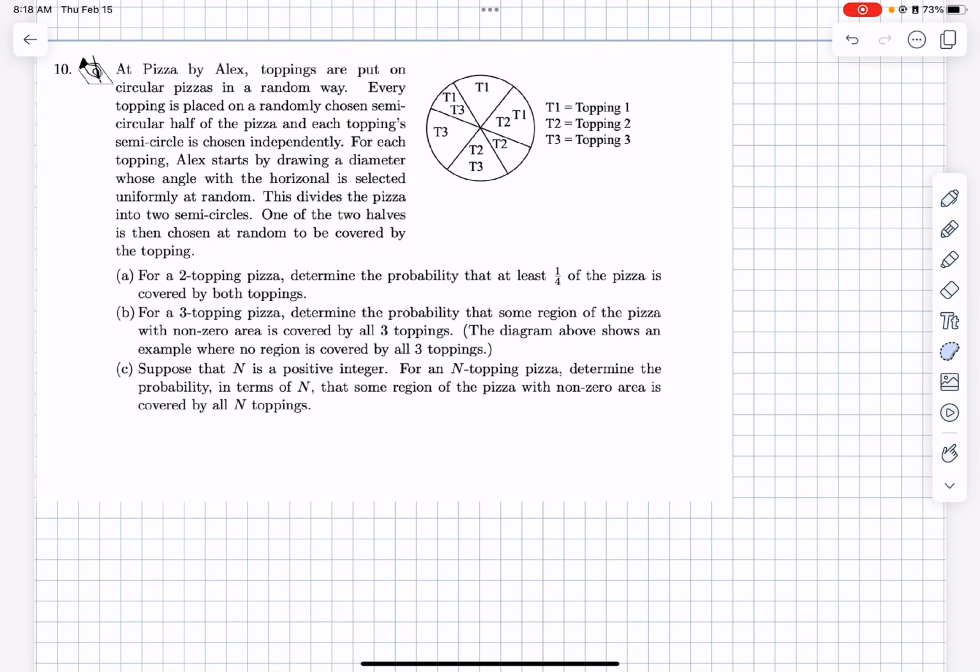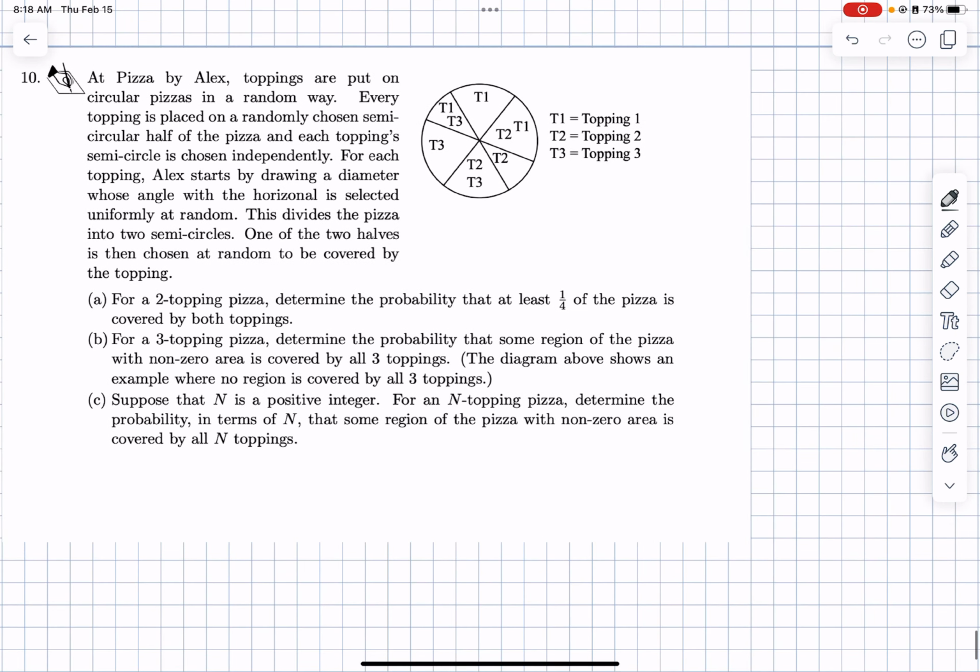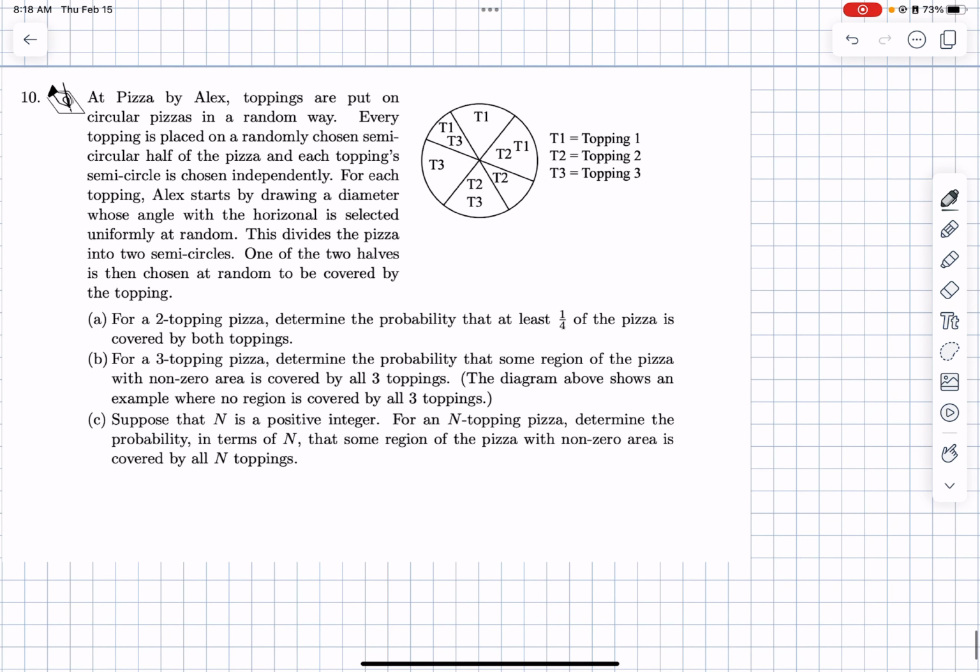Hey everyone, today we're working through problem 10 from Euclid 2022. So this question says, at Pizza by Alex, toppings are put on circular pizzas in a random way. Every topping is placed randomly on chosen semicircles, and each topping semicircle is chosen independently. So in this example here, the topping T1 is chosen on this top semicircle in yellow. Topping T2 is on this green semicircle, and topping T3 is on this orange semicircle.